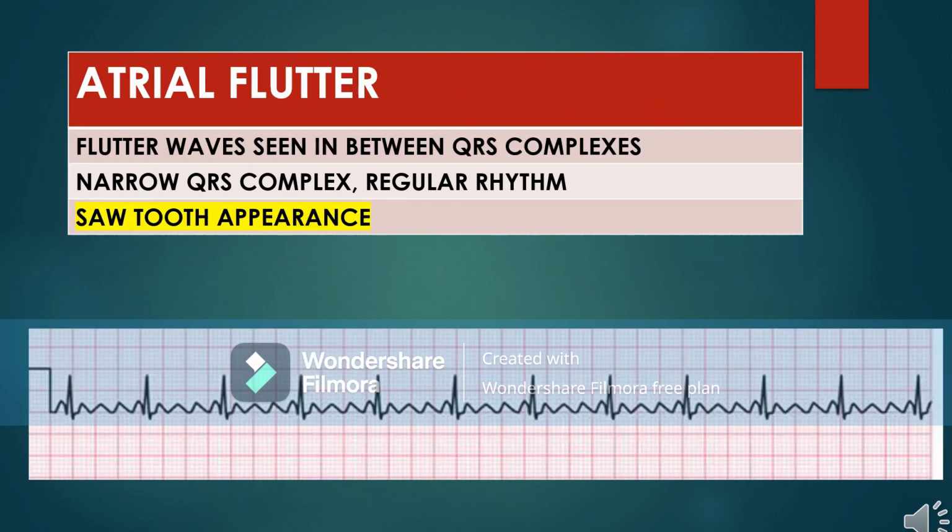Atrial flutter. Here flutter waves seen in between QRS complexes. Narrow QRS complex and regular rhythm. Sawtooth appearance of flutter waves are the specific feature for atrial flutter.